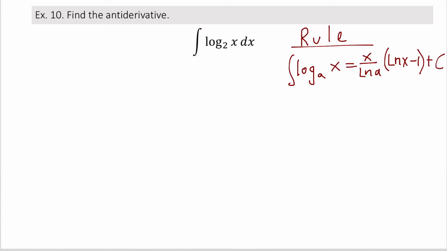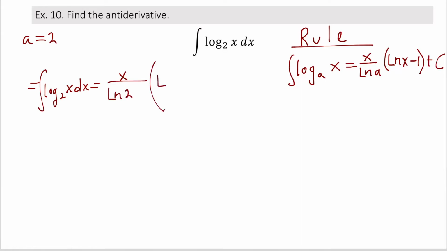So here's our rule. So now we can see that a is equal to 2. So we've got the integral of log base 2 of x dx is equal to x divided by the natural log of 2 times the natural log of x minus 1 plus c. All right, so that's all there was to that one, just substituting 2 in for a in the formula.